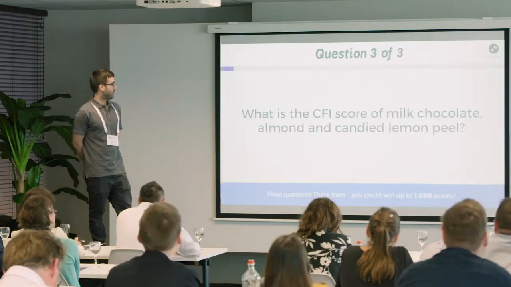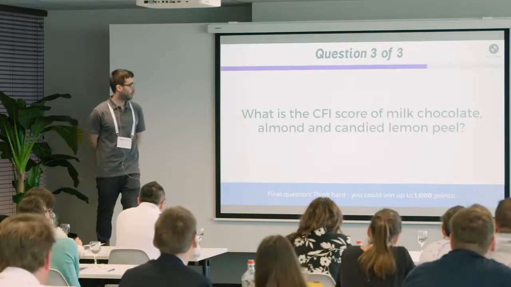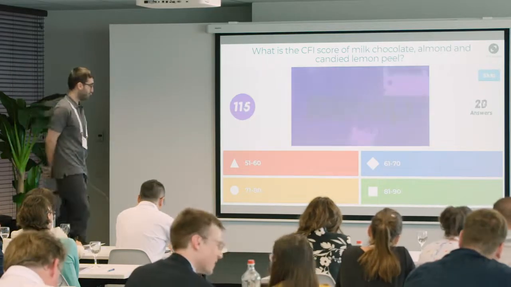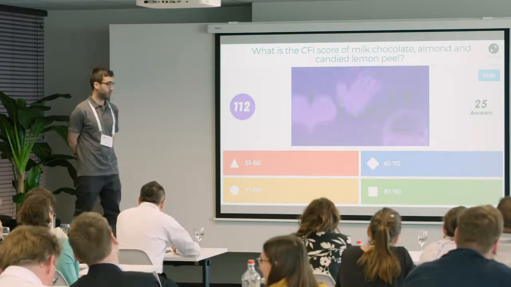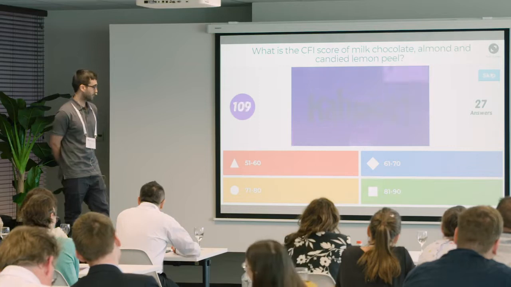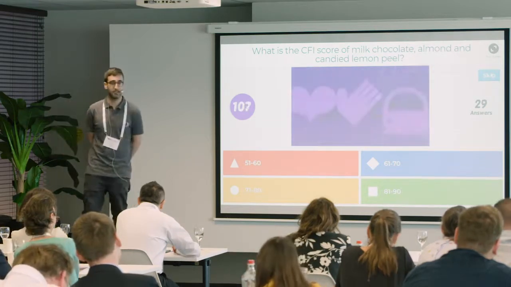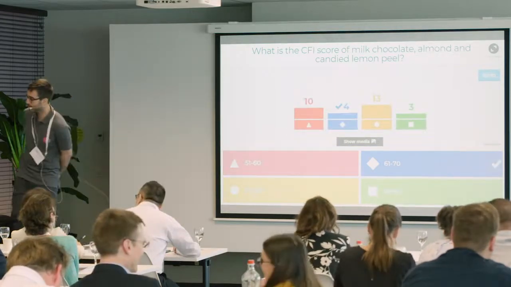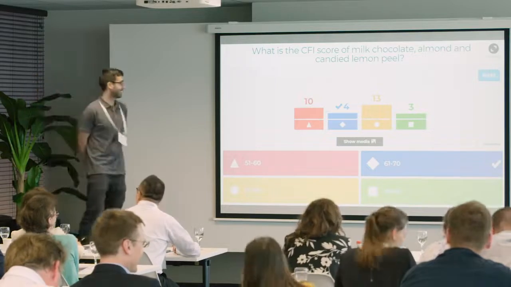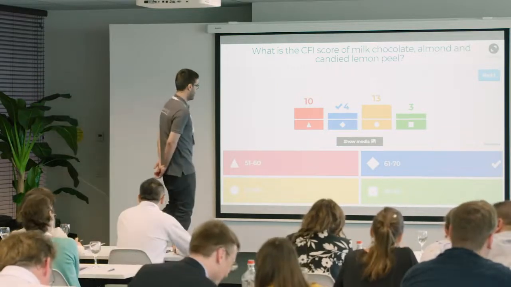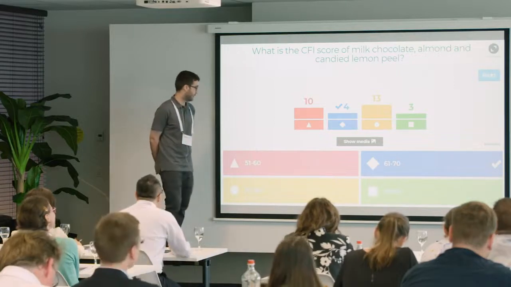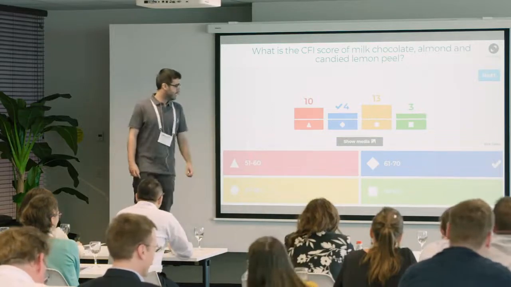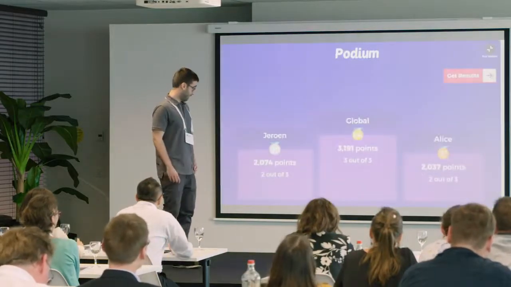Now we can move to the third concept, which is milk chocolate, almond, and candied lemon peel. So it's 3 ingredients instead of 2. Okay, so here it was a bit tricky. We had these 2 being the most chosen. That was good. It was an example.